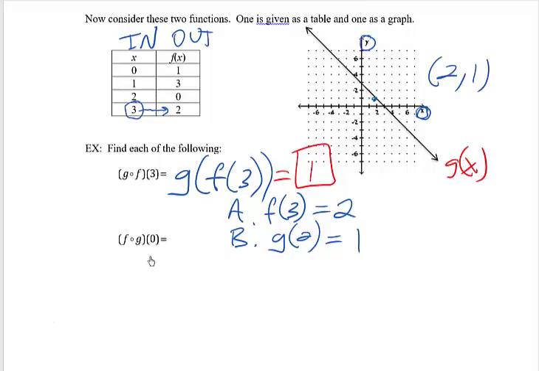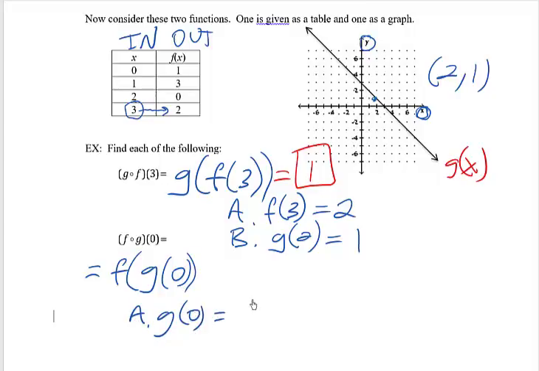We'll try real quickly again. This second one is just going in the opposite direction. Now we're going to use the g function first. So this is f of g of 0. First step, find g of 0. That just means go to the graph. G is the graph. Look up an input of 0.